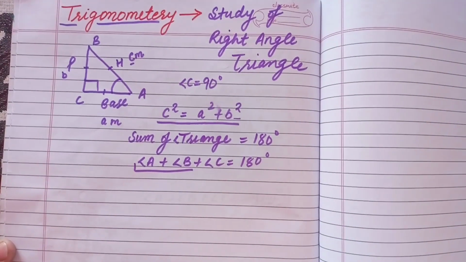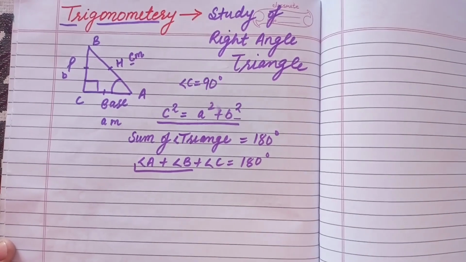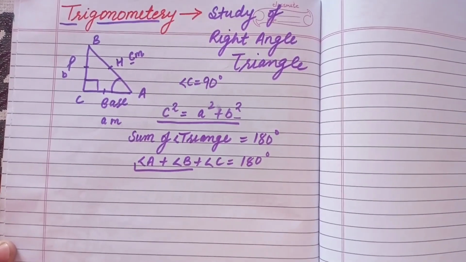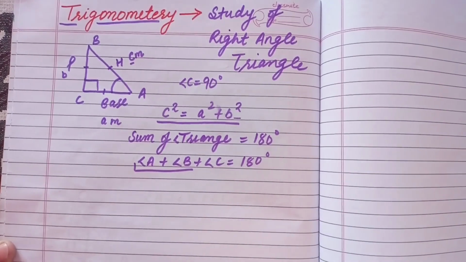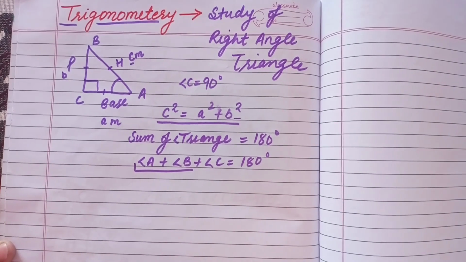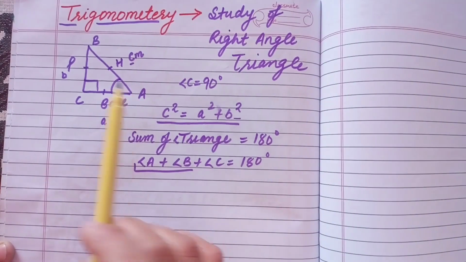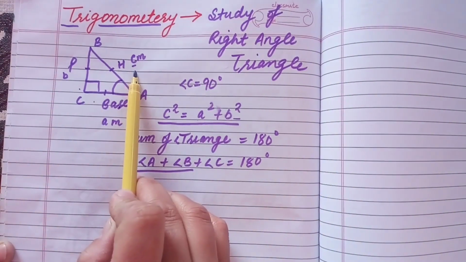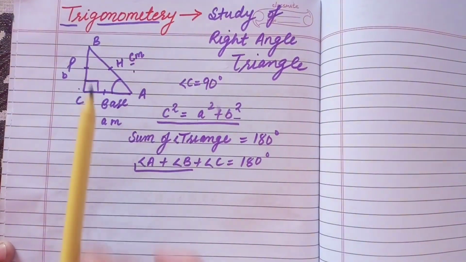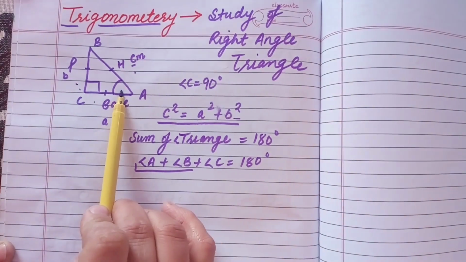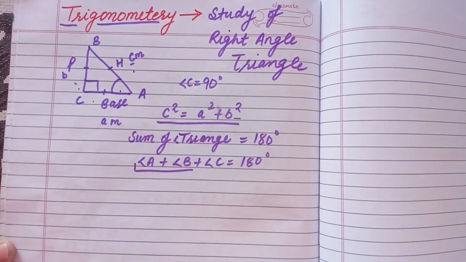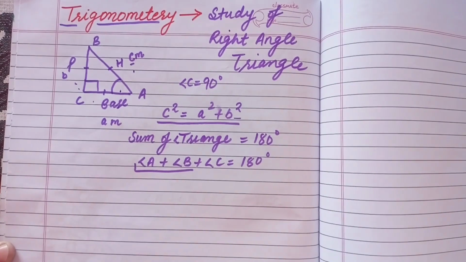Now if the Pythagoras theorem is here, then what is the use of trigonometry? Right, what is the difference between the Pythagoras theorem and trigonometry? The main difference is that in the Pythagoras theorem, if we have two sides, then we calculate the third side. But in trigonometry, if we have one side and one angle, then we can calculate the other side and other angle. Now let us see how.